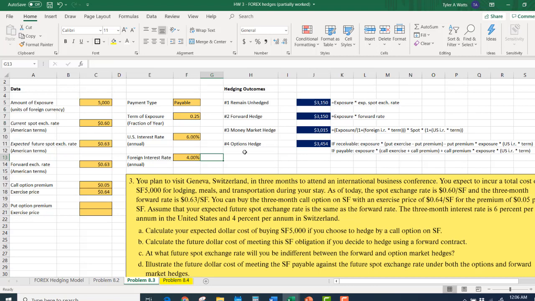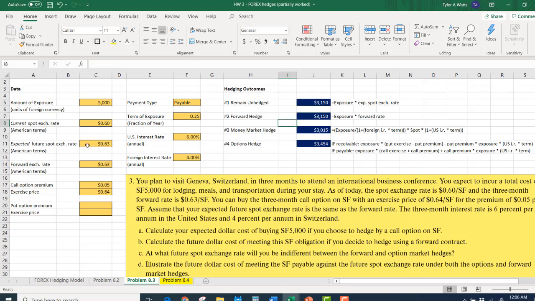We're thinking about how are the different ways to finance the 5,000 Swiss francs we're going to need in 3 months. Well, we could just remain unhedged and say when we get there, we think the price of Swiss francs will be 63 cents each, so we'll just pay 63 cents each. It would be a total of $3,150 for the 5,000 Swiss francs.